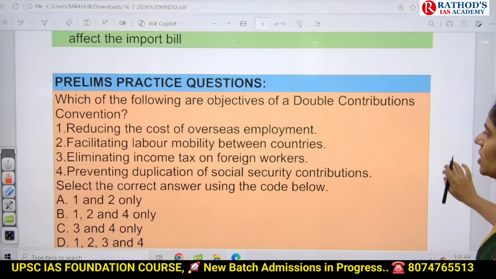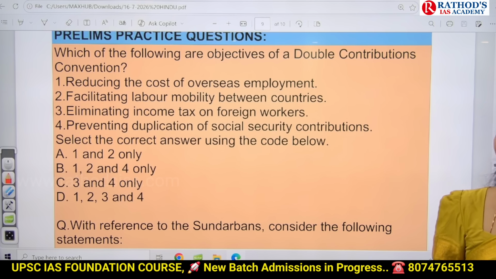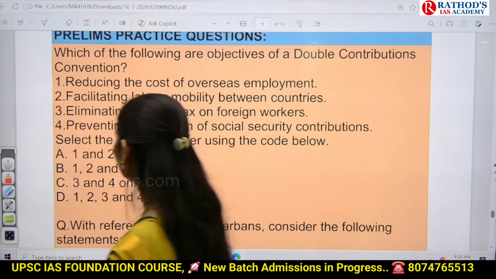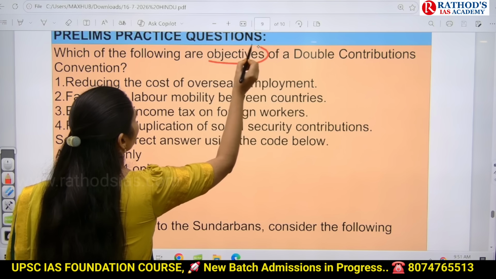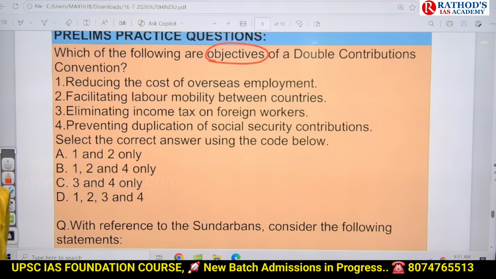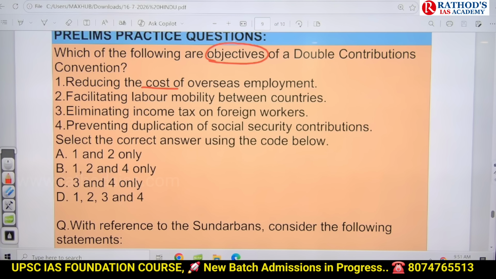Okay, see these questions, guys. First question is about DCC, Double Contribution Convention, and there are four things. Which of the following are the objectives of DCC? First one is reducing the cost of overseas employment. Second is facilitating labor mobility between the countries. Third is eliminating income tax on foreign workers. Fourth is preventing duplication of social security contributions.